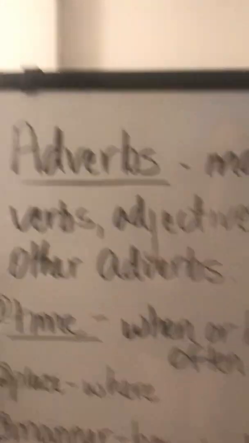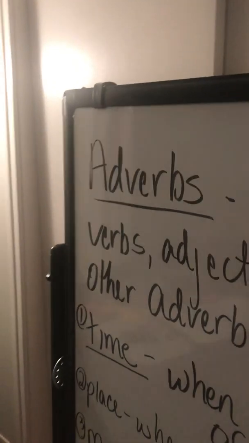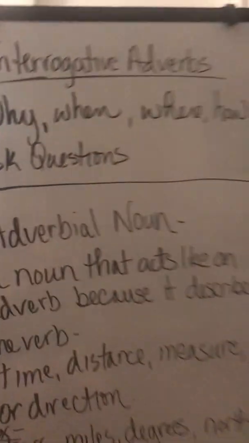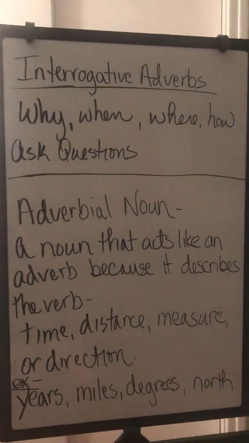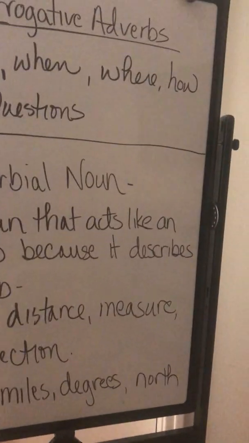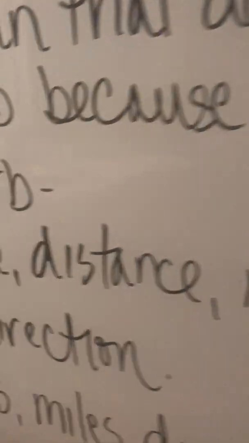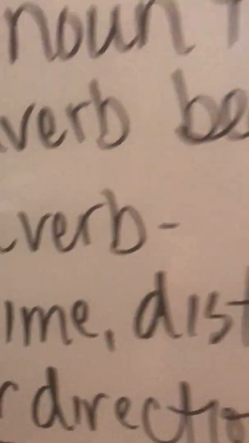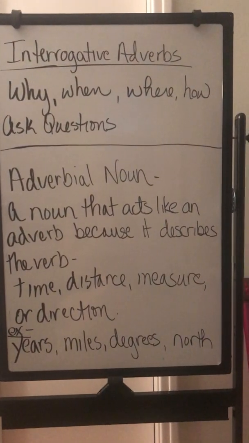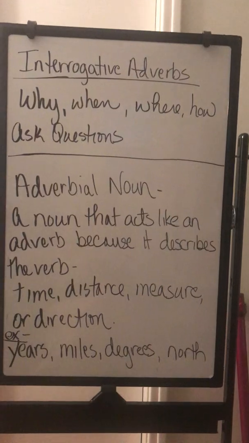Okay, so I'm just going to flip my little board around here, my little office at home, and I'm just trying to give you a little instruction from here. And I want to talk to you about interrogative adverbs and adverbial nouns. This is the last lesson that you did in the adverb chapter. And I think that there may have been a few questions about adverbial nouns.